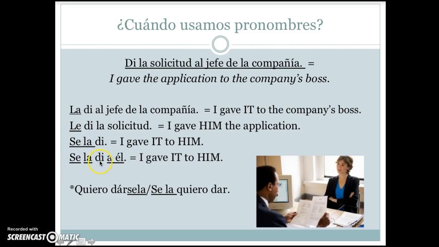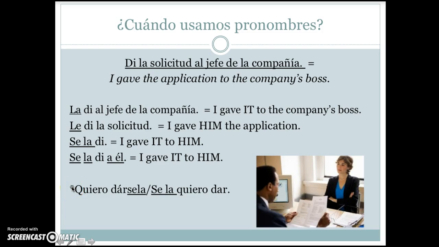And here it's the same sentence, except we've decided for emphasis or for clarification. Who is se? Did I give it to him, to her, to usted? I'm going to clarify by giving more information. And here at the end, a él. And then here I put a star by this little bit of extra information.